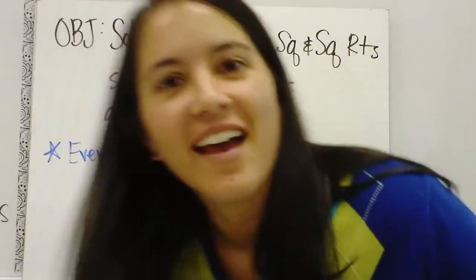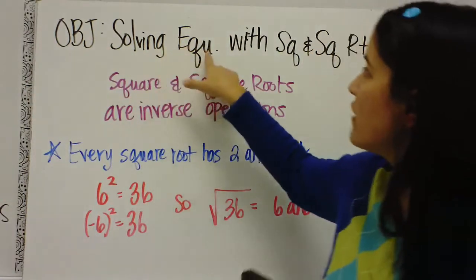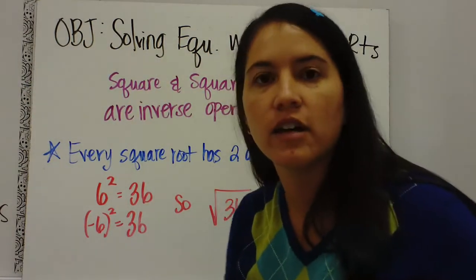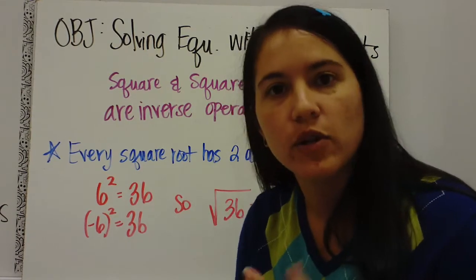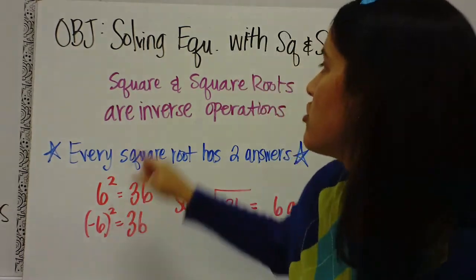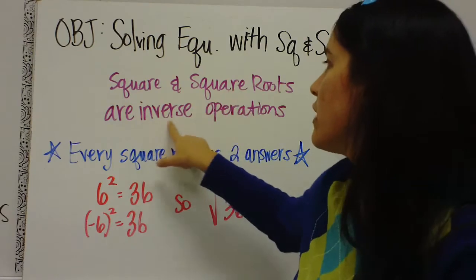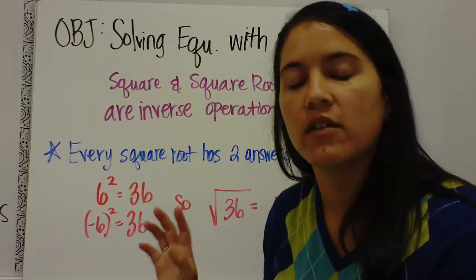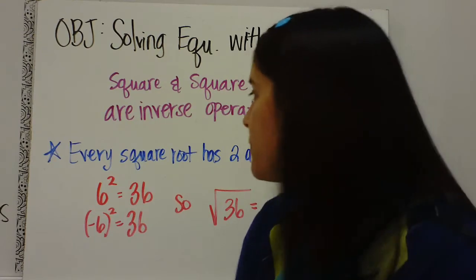Oh, hey y'all. Today's objective is solving equations with squares and square roots. In Unit 1 we did squares and square roots, so we're coming back to that in equations. Squares and square roots are inverse operations. So if you want to undo a square, use the square root. And if you want to undo a square root, you have to use the square.